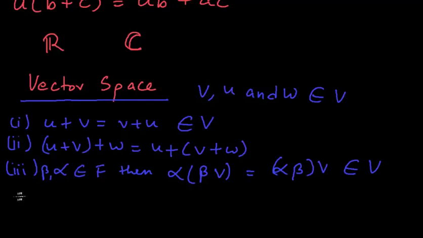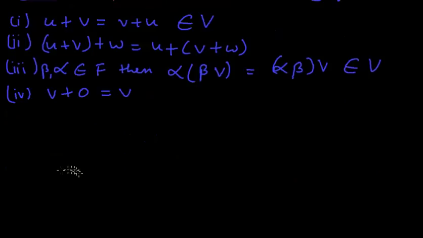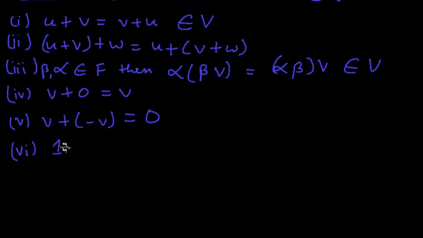We have the additive identity, the 0. We have the additive inverse, and we denote the inverse as negative of v. That should give the additive identity. We have the multiplicative identity, 1 times v equals v. It is simply the scalar multiplication. Alpha and beta are part of the field, they are scalars, and v is the vector.